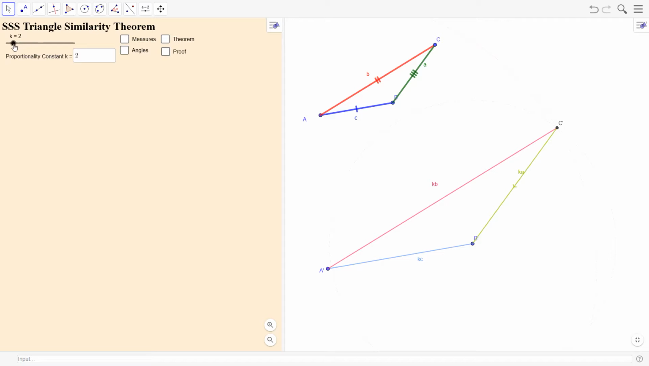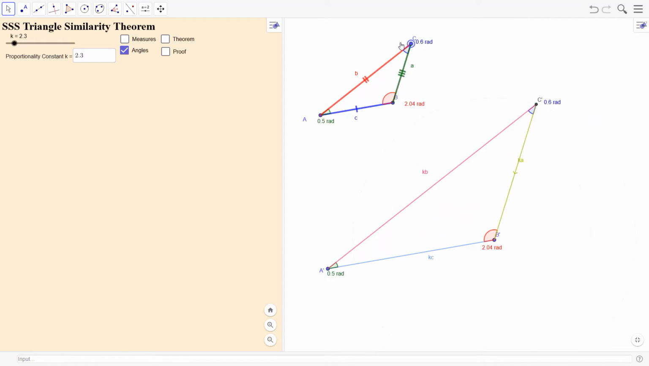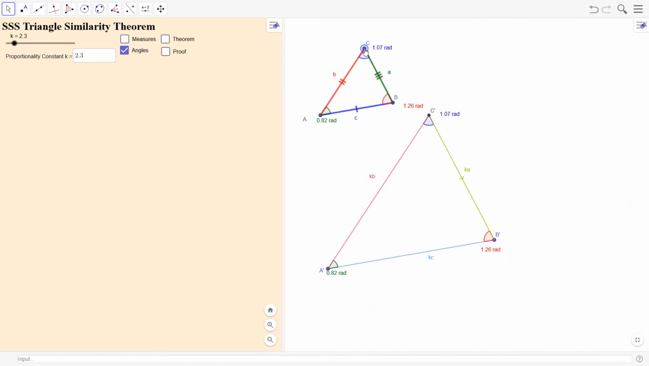And notice as I make K bigger or smaller, if K is less than 1, the triangle is smaller, and if K is bigger than 1, it's bigger. Well, the question is, do the angles turn out to have to be the same size? And if you look, yes, they are. Corresponding ones are the same. Well, is that a fluke? Let's see. If we change this, we get different angles, but they're the same down here for corresponding pairs.